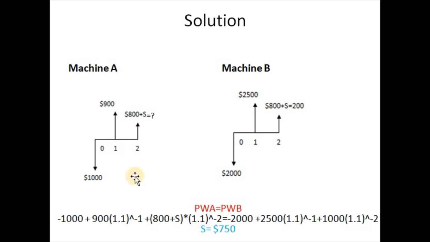So I just calculate the present worth of A. What do we have? We have minus $1,000 plus 900 into (1 plus i) to the power minus 1, for 1 period, plus 800 and the salvage value that occur together at year 2 into 1.1 to the power minus 2. This is the present worth of A. Equate it to the present worth of B in the same way: minus 2,000 plus 2,500 into 1.1 to the power minus 1. And here we have 800 plus 200, so I have a total of 1,000 at year 2. So I multiply it by 1.1 to the power minus 2. Equate those together, and you will be able to get a salvage value of $750.